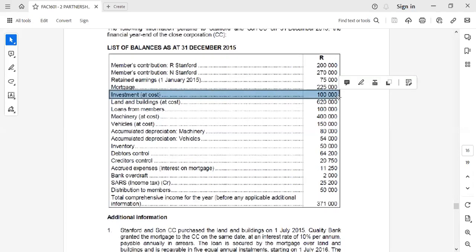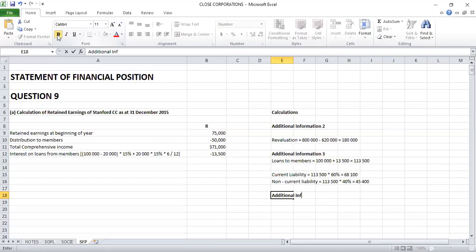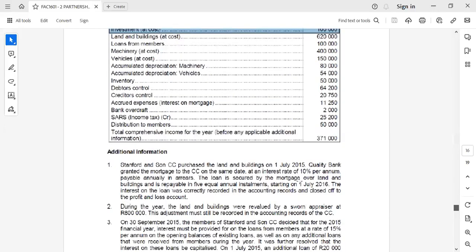Right, so there is a gain. Additional information: the number of shares would be equal to 100,000 divided by 5, which is equal to 20,000 shares. I think you can see here that the value of the shares is 100,000, but we're told that they had been purchased at R5 each.